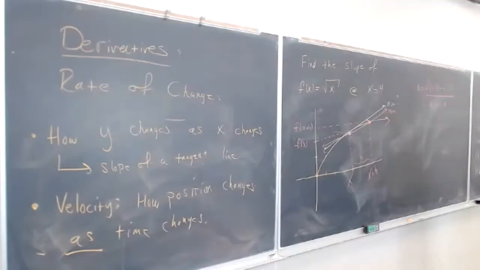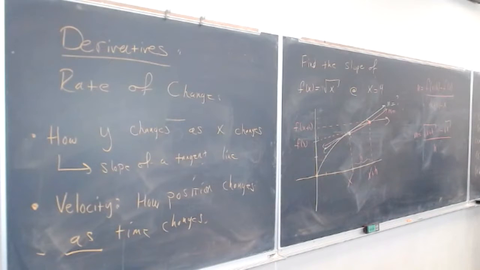So let's actually do it for this particular function. The slope of the line at the point x plus h is going to be the square root of x plus h minus the square root of x, all over h.